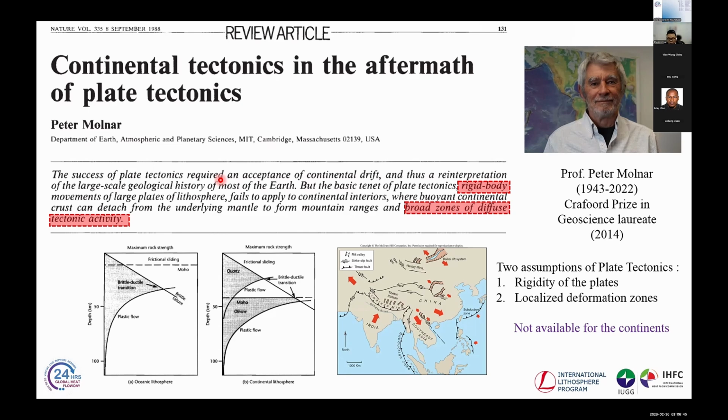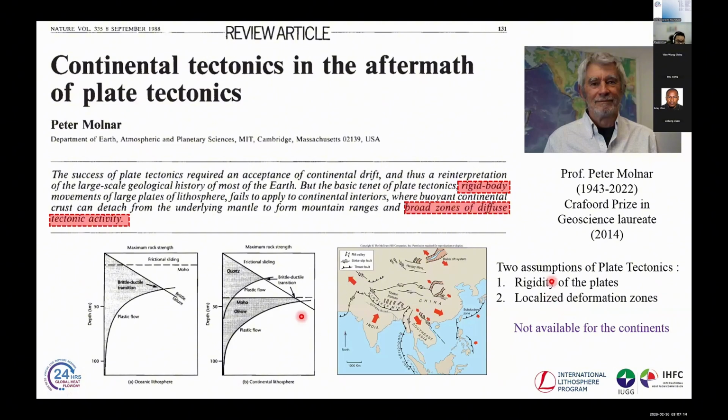So he mentioned the two assumptions of plate tectonics. The first one is the rigidity of the plate, which means the plate is quite rigid, so there is no deformation within the interior of the plate. Another one is about the deformation scale, which according to plate tectonics, is narrowed to a localized narrow deformation zone. However, it is not applicable to the continent.